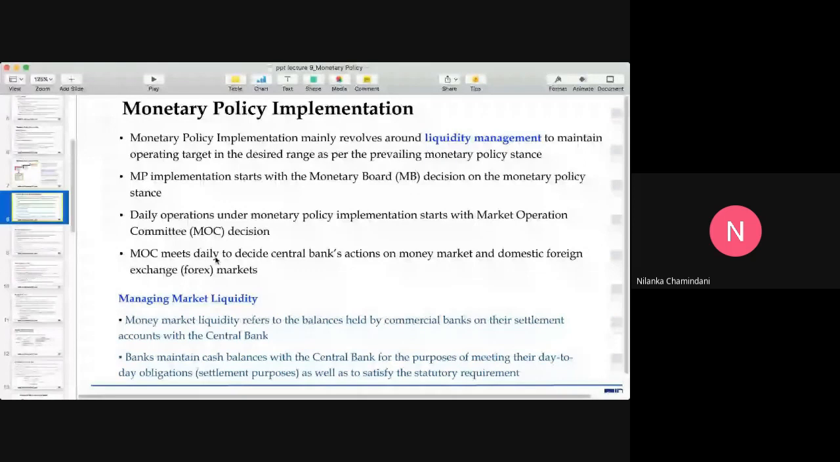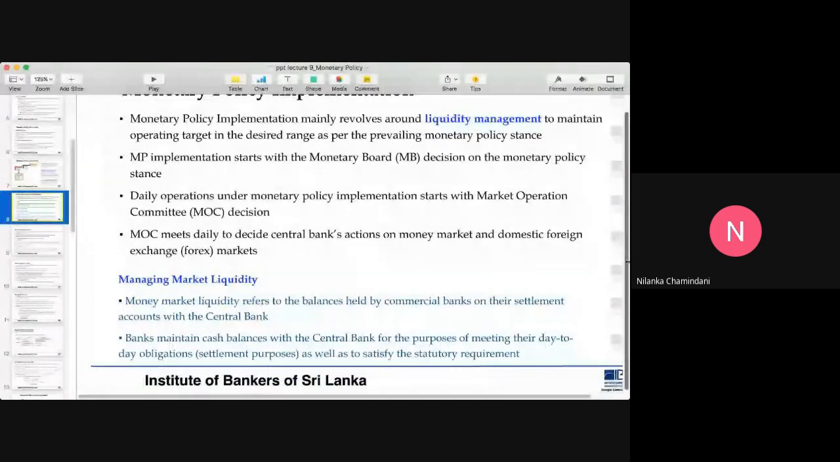So market liquidity refers to the balances held by commercial banks on their settlement accounts with the central bank. And I hope you remember that when we discussed the role of the central bank, we said the central bank acts as the banker to the bankers. So all the banks have their settlement accounts with the central bank, and the central bank facilitates settlement among the banks as well using their accounts. The banks maintain cash balances with the central bank for the purpose of meeting their day-to-day obligations, settlement purposes, as well as to satisfy the statutory reserve requirements that we are going to discuss later. So for two purposes, the commercial banks' settlement accounts are important.